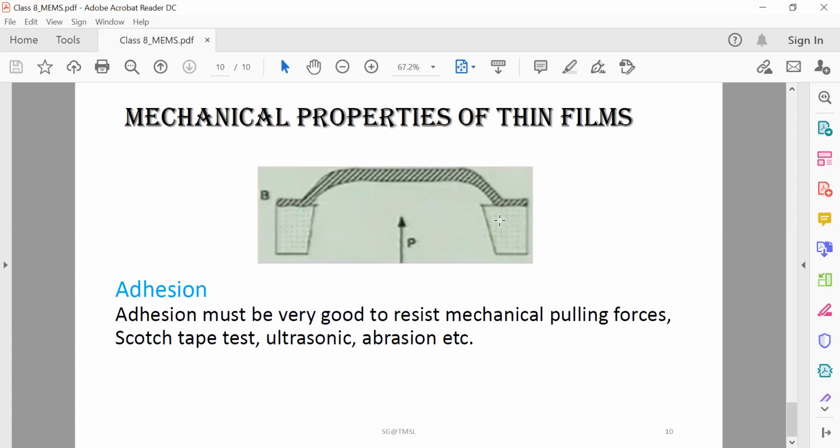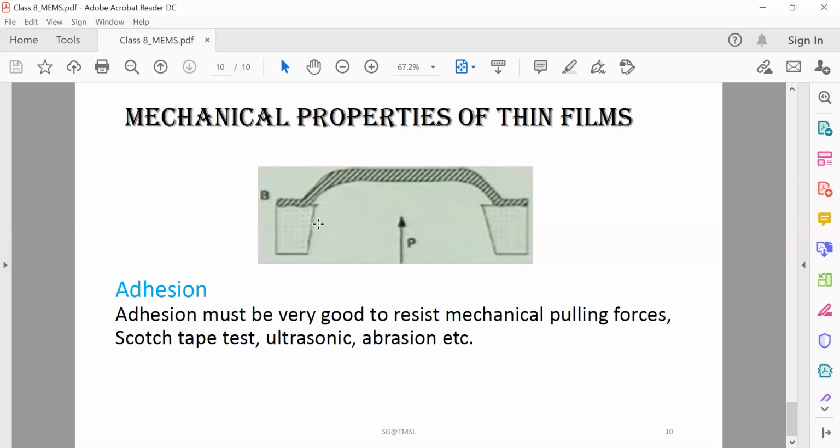So the adhesion between the film and the substrate must be very good. If it is not good, then in the subsequent process those films may peel off. So in order to avoid that, we have to study the adhesion property of the film with the substrate. Now here you see, this is the film deposited on this substrate, and after the micromachining, you have removed the substrate from the bottom.